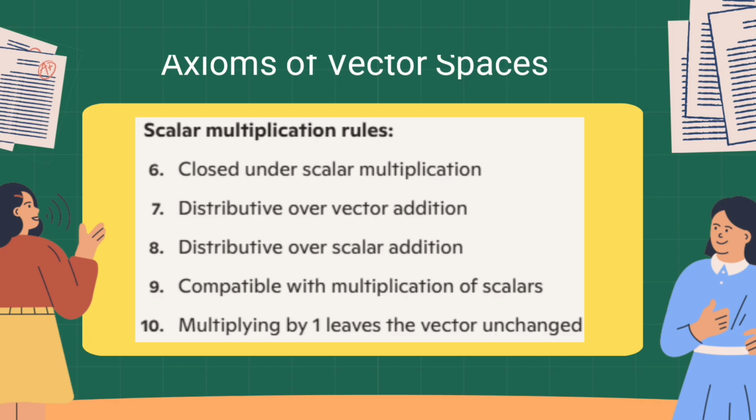Next, the last rule: multiplying by 1 leaves the vector unchanged. If we multiply 1 by u, it is equal to u. This is essential for preserving the identity of vectors.